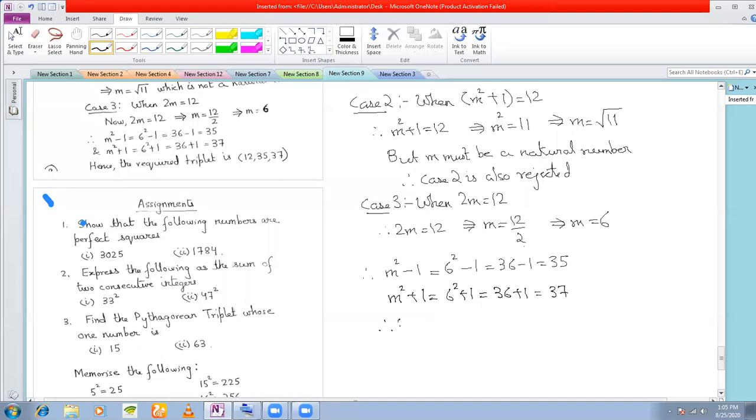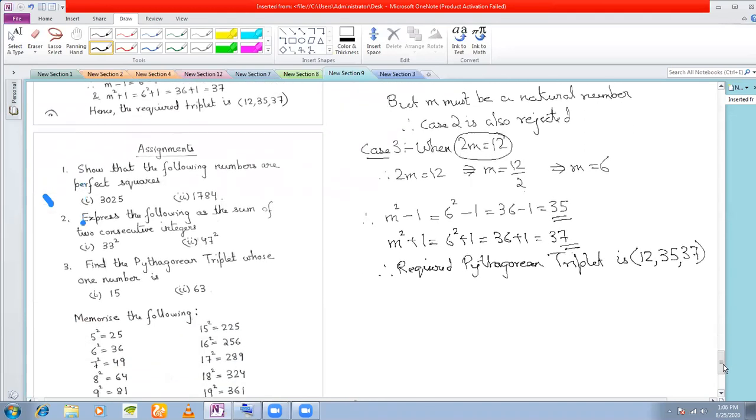So therefore, what is the required Pythagorean triplet? It is 2m, 2m we have taken as 12, m square minus 1, 35, and m square plus 1, which is 37. Okay. So this is how you find out Pythagorean triplets.